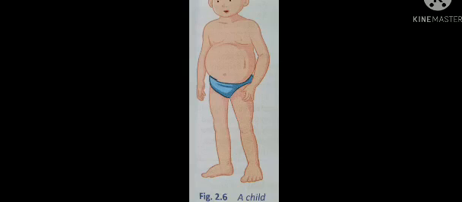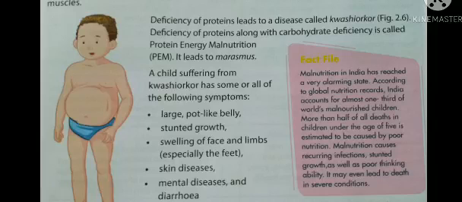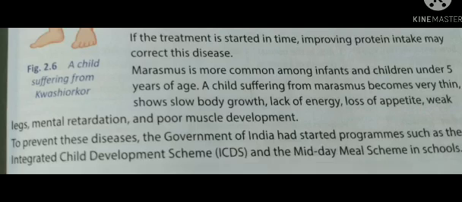A child with a pot belly and stunted growth is suffering from the protein deficiency called kwashiorkor. Children need more proteins than adults in their diet. Lack of proteins in the diet can weaken the muscles, and this can lead to kwashiorkor. The deficiency of proteins along with carbohydrate deficiency is called protein energy malnutrition, or PEM, leading to marasmus. The kwashiorkor symptoms may be large pot belly, stunted growth, swelling of face and limbs, especially the feet, skin diseases, mental diseases, and diarrhea. If treatment is started in time, then improving the protein intake may correct the disease.